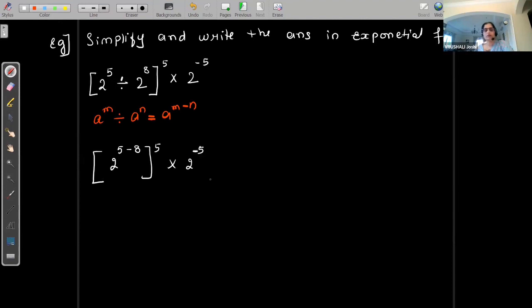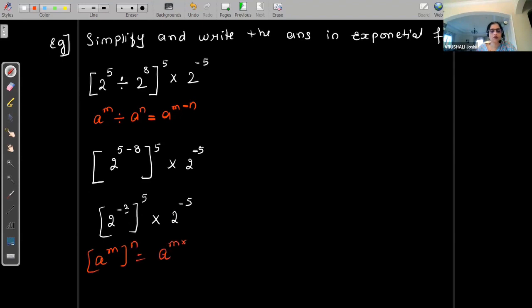Trisha, are you getting it? Shreya, getting it? So now this is going to give you 2 raised to minus 3, the whole raised to 5, times 2 raised to minus 5. Hemansh, getting it or no? Which law will you use here? a to the power m, the whole raised to n, is equal to a to the power m times n. With this law, you will get 2 raised to minus 3 times 5, multiplied by 2 raised to minus 5.